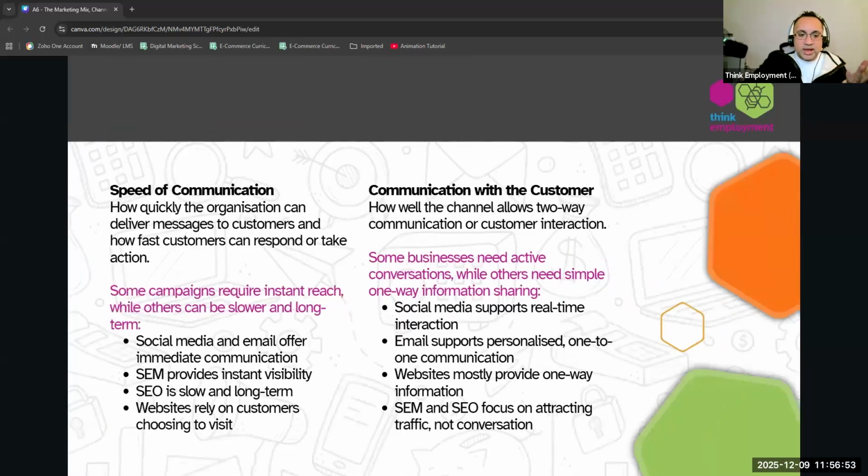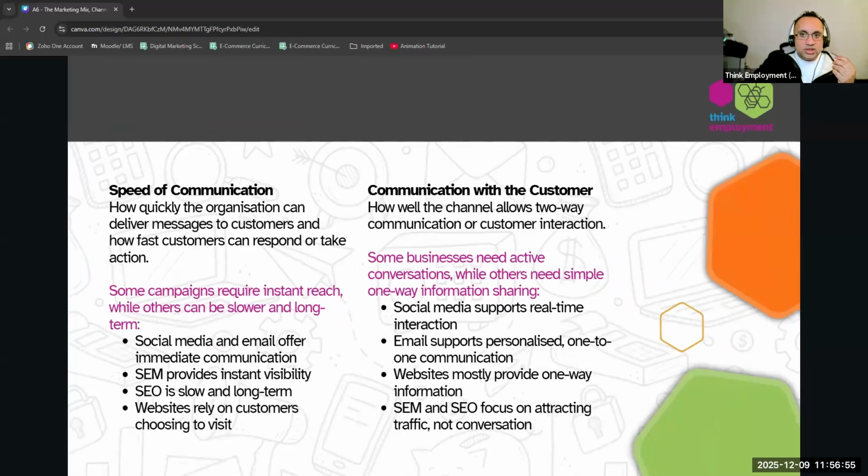There's also speed of communication. So you don't want to spend too much time trying to communicate your idea or get information. You've got to think about the attention span. So how quickly the organization can deliver the message to the customer and how fast the customer can respond and take action. Okay, social media and email offer immediate communication. SEM, which is basically taking it to the top of the search, provides instant visibility. SEO is slow and long term, and websites rely on customers to visit.